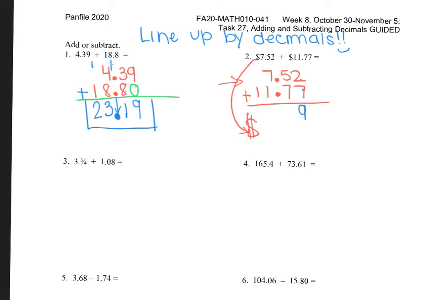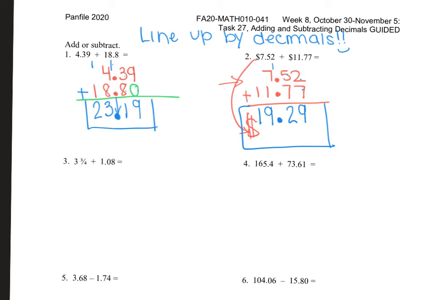2 plus 7 is 9. 7 plus 5 is 12, and I carry the 1. Sorry, my screen jumped. I can drop that decimal down on my way over. 7, 1, and 1 gives me 9, and then I drop the 1 down as well. So my answer is $19.29, or 19 and 29 hundredths.